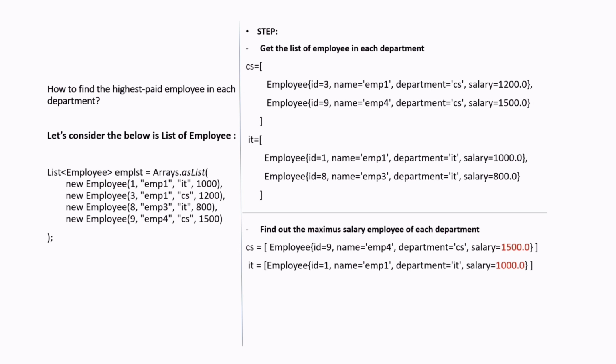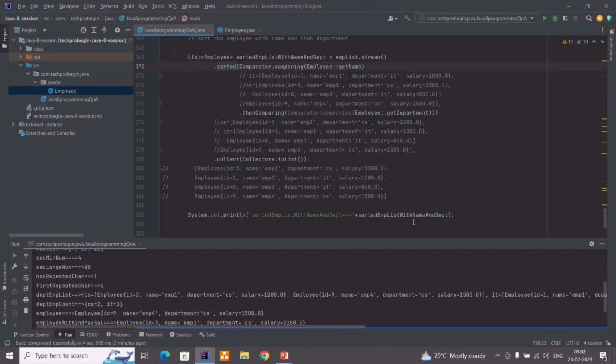So in the answer, we expect this: in the CS department, employee ID 9 has the maximum salary, and that maximum salary is 1500. In the IT department, employee ID 1 has the maximum salary, and that maximum salary is 1000. Okay, then how will we solve this question using Java Stream API? Let's go to IntelliJ and see.